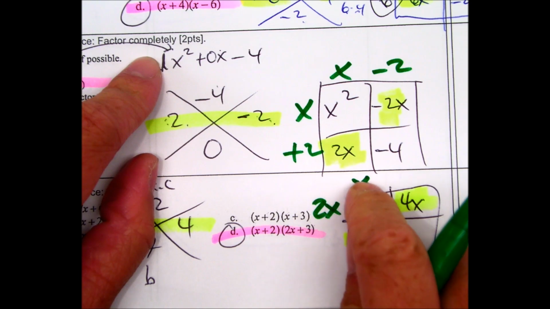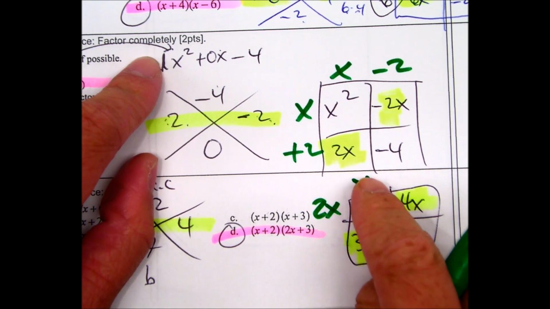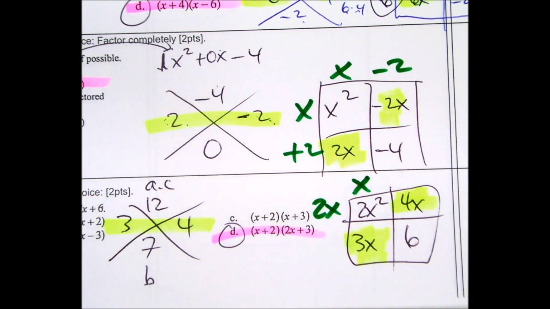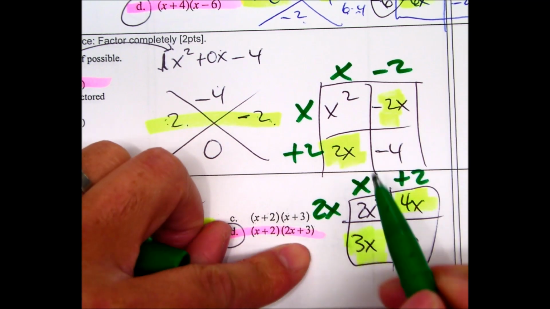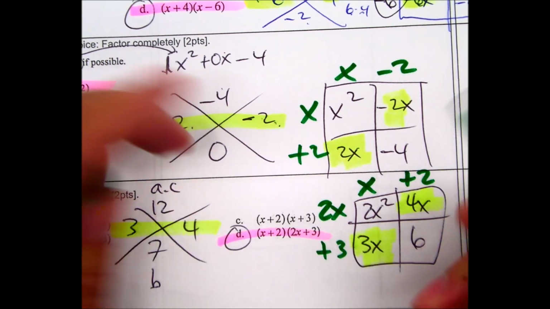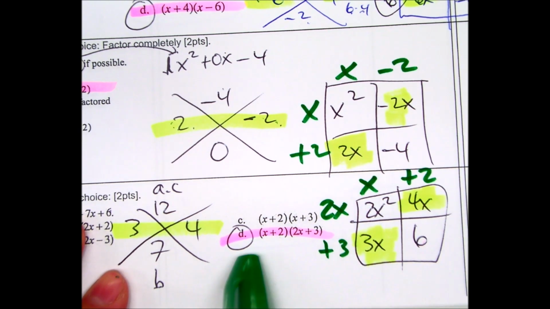Because if you put the 2 up here, you might say, what's the difference? 2x times something equals 3x. That's difficult to find. 2 times a number equals 3, and that would be a fraction. So 2x times 2 and x times 3 gives you 3x, gives you 6. And so I have 2x plus 3 and x plus 2. That is choice D.